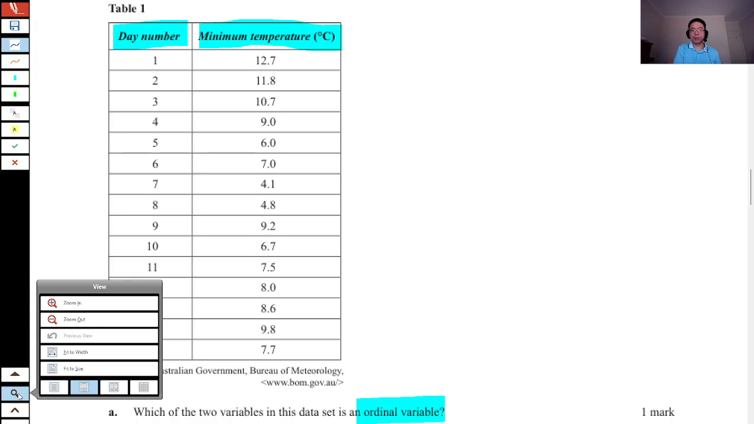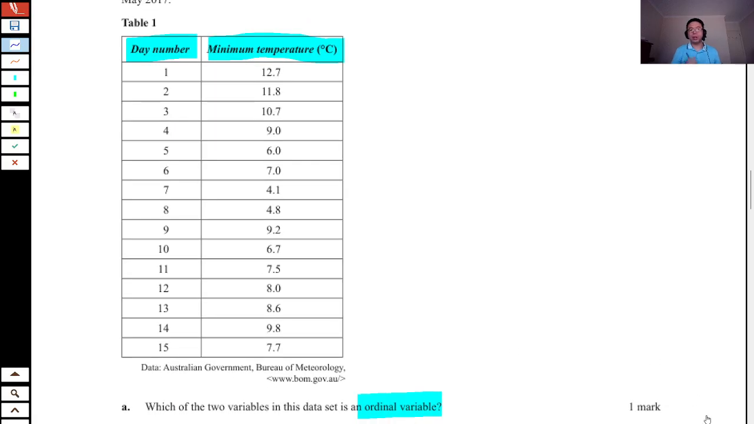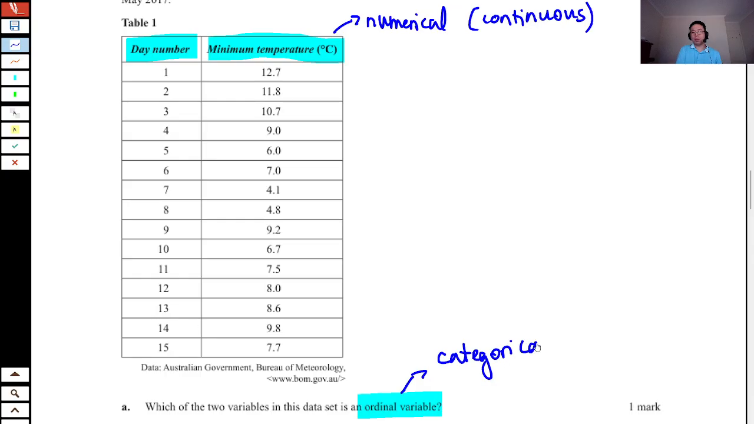If you look at this table, you would think, at first glance, both variables are numerical. Day number looks pretty numerical because there's numbers. And temperature, this one's clearly numerical because it involves a measurement. We would say it's continuous. But an ordinal variable suggests it's categorical. So by process of elimination, you could say, oh well, the temperature one's obviously numerical, so it can't be that one. And so, yeah, we'd write down day number as our answer.